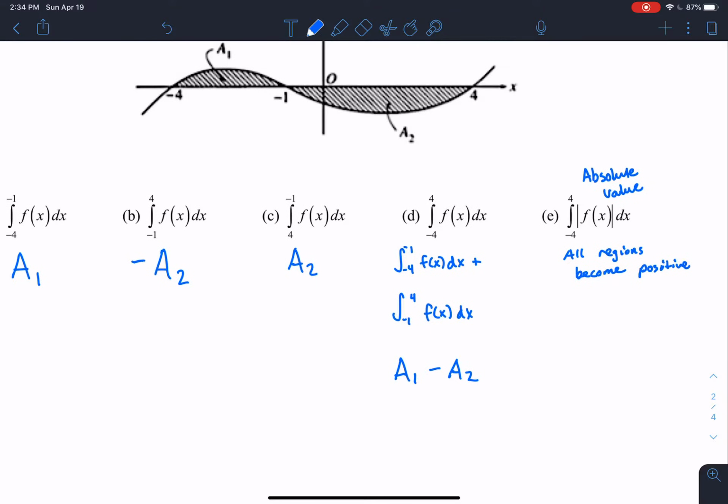So from -4 to -1, we already know that's positive A1. And then from -1 to 4, that is now going to become positive A2 because of the absolute value signs. So this will now become A1 plus A2.